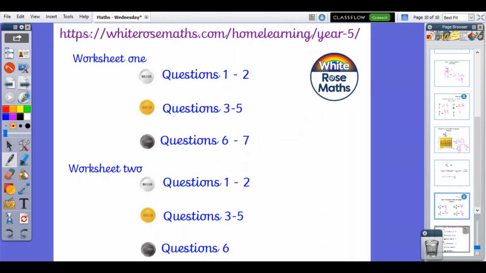So today there are 2 worksheets for you to work on. They're on the same PDF file, you just have to keep scrolling down. On worksheet 1, silver is questions 1 to 2, gold is questions 3 to 5, platinum is 6 to 7. And then on the second worksheet, you've got questions 1 to 2 for silver, 3 to 5 for gold, and question 6 for platinum.